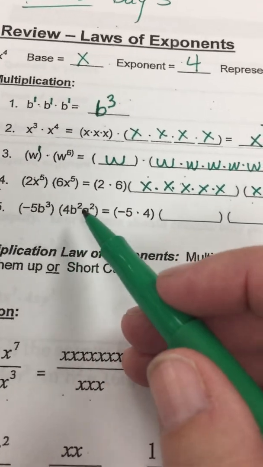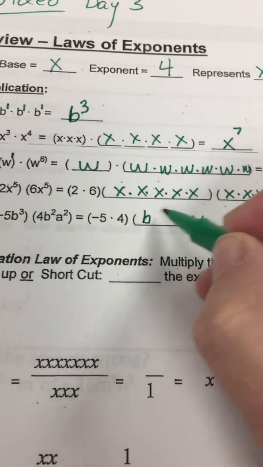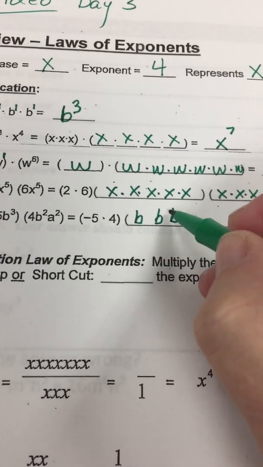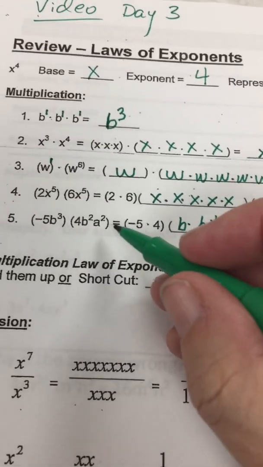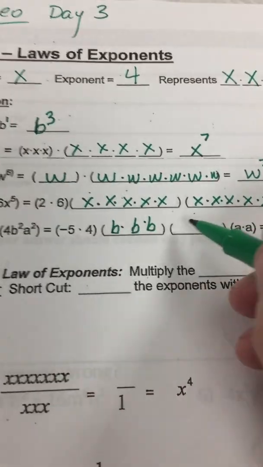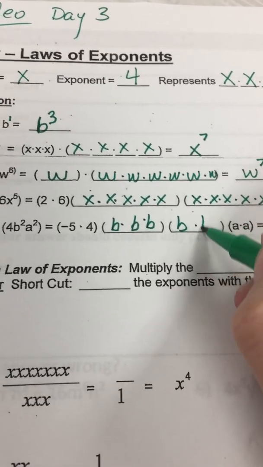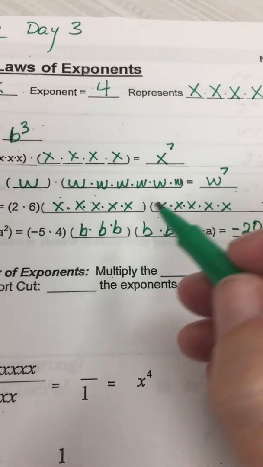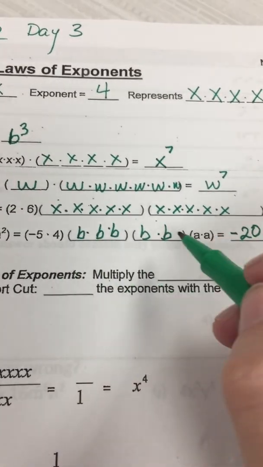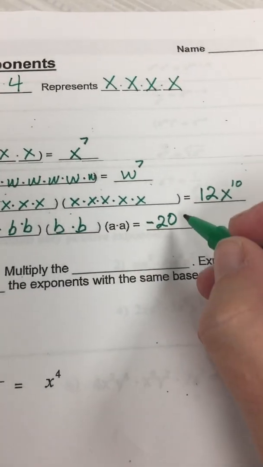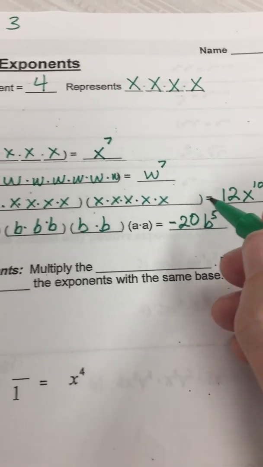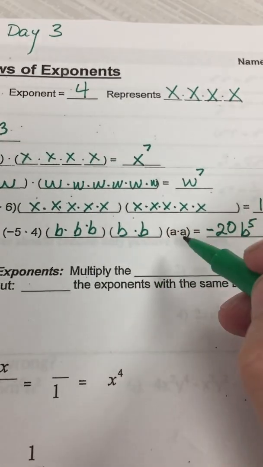B to the 3 and then b squared. So I've got b times b times b. So there's my b to the 3 times b squared in this one. So I've got b times b. And then a squared, so here's my a squared, a times a. So this is the expanded version of it. How many b's altogether? B to the 5th. How many a's altogether? A squared.